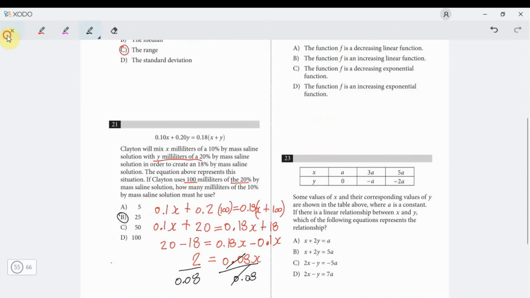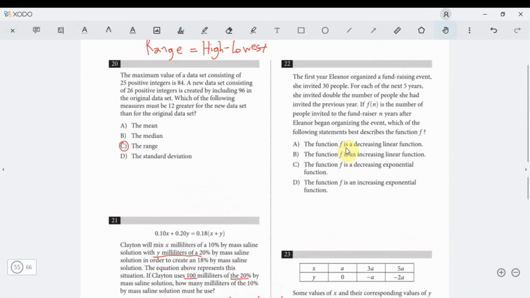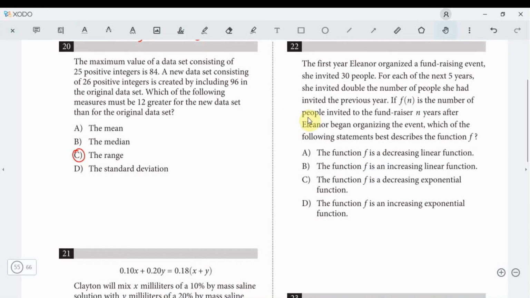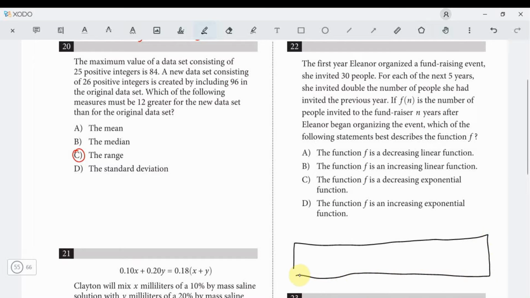Okay, the next one. Number 22. It says the first year Eleanor organized a fundraising event and she invited 30 people. And then it said for the next 5 years, she invited double that amount, right? So realize that what Eleanor does is that this is for the year and this is population, right?